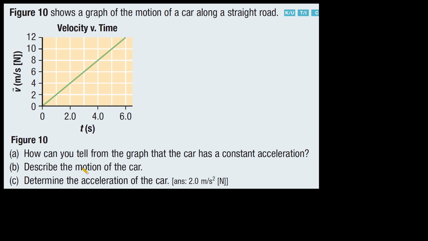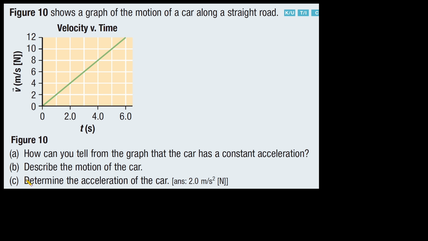B. Describe the motion of the car. So the motion of the car is that at the beginning, the car just stops there. The car does not move. Then the car accelerates with a constant acceleration to go to the north along a straight road.